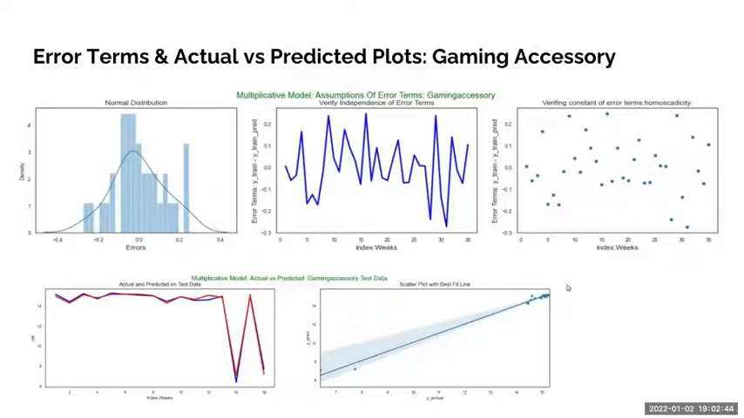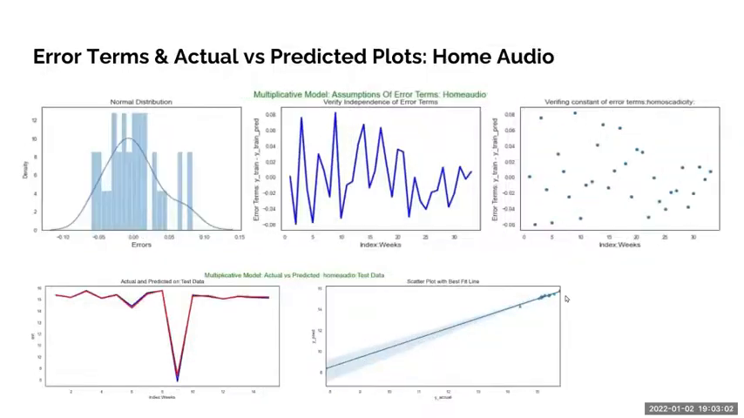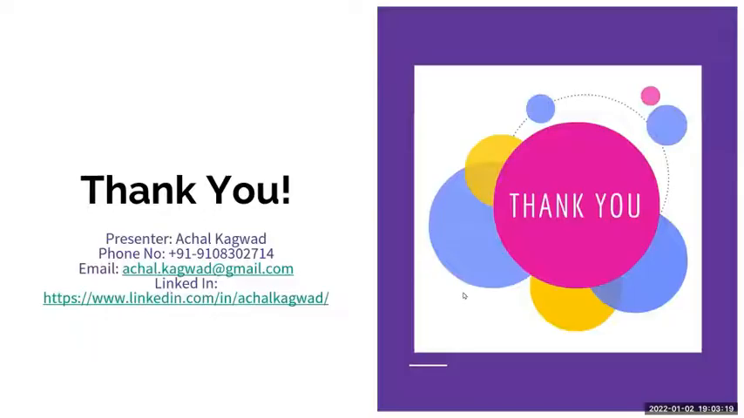Same stuff on gaming accessory: normally distributed, independence of error terms, constant variance of error terms, and then your actual and predicted on test data for gaming accessory. The line on the green stuff mentions that it is the multiplicative model. And then your best fit line. Same stuff for home audio: normally distributed error terms, independence of error terms, constant variance of error terms, actual and predicted on test data, more or less the same. You can see that the red and the blue lines are in sync. So the model is doing pretty well here.